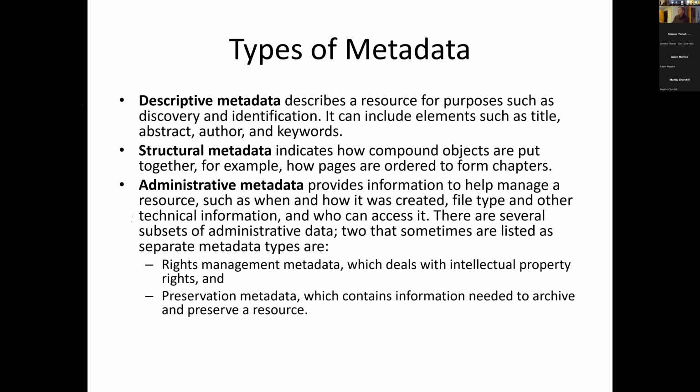So it's a big area. Types of metadata. So basically there are three types of metadata. Descriptive metadata describes a resource for purposes such as discovery of identification. It includes elements such as title, abstract, author, and keywords. So that was probably that first table that you saw in the schema of the library database system.